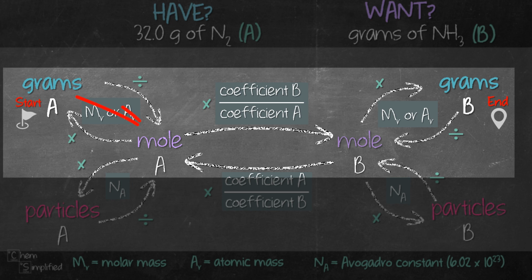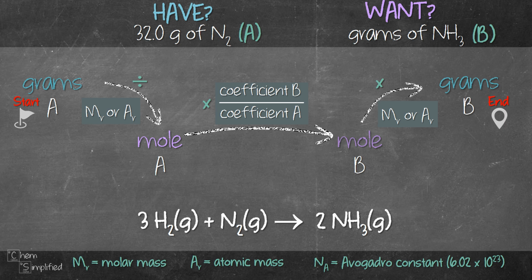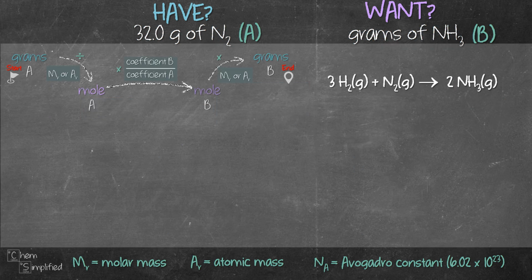Looking at the plan, it will take 3 steps to go from grams A to grams B. Before we begin setting up to solve the question, we need to first make sure that we have a balanced equation. If you need a refresher on balancing equations, I'll link the video on the top, but it looks like we already have a balanced equation, so we're good to go. So we are now ready to set up the solution.